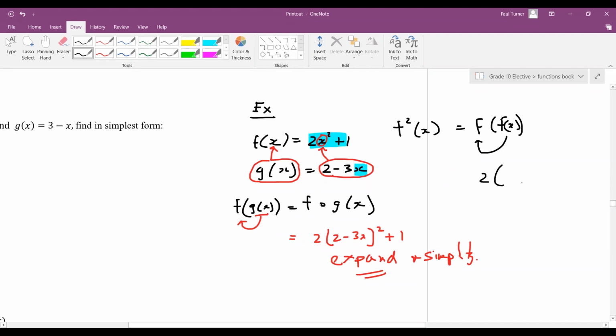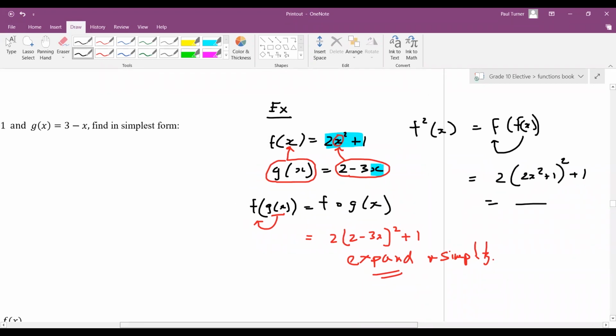So 2(2x² + 1)² + 1. See how there's a square there, right? So 2x² + 1 is inside, and you simplify that as well. Okay, so that's what we did in the last lesson.